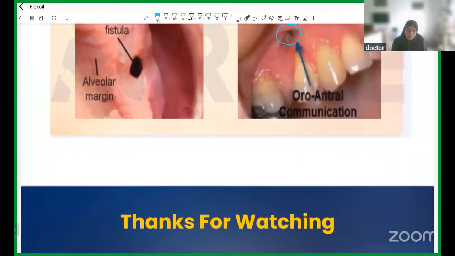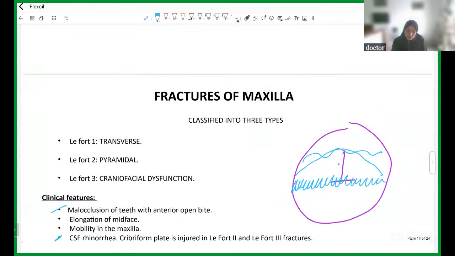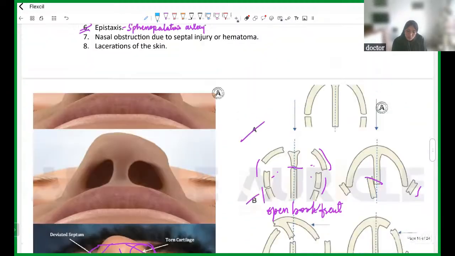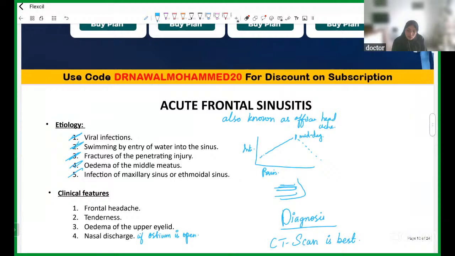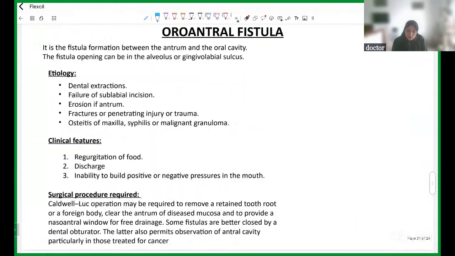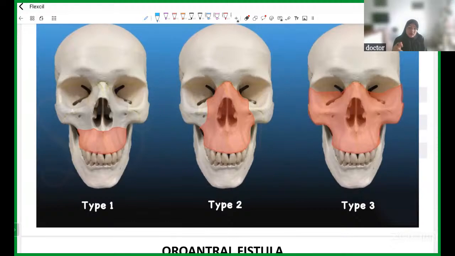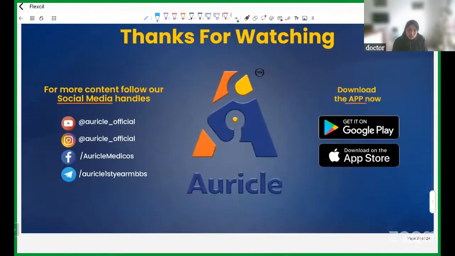Okay. So I think we have covered the major topics for today. Bone fractures, oroantral fistula, and acute frontal sinusitis. All these are important. Please make sure you remember all the three types of maxillary bone fractures. Important. Thanks for watching.